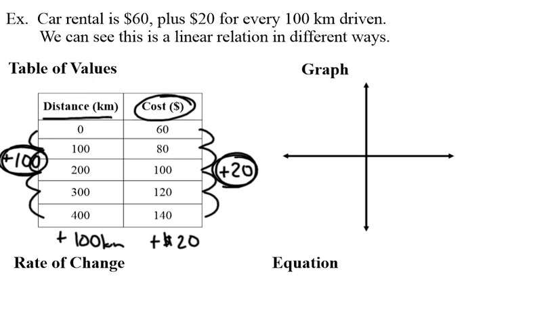If we graph this, here's our distance and here's the cost, because cost depends on that independent distance. If we drive 0 distance, we're going to have a $60 cost. But if we drive 100 kilometers, what happens to the price? Well, it goes up by 20. And if I drive another 100 kilometers, the price goes up by 20 again. So we end up with a linear relation because an increase of 100 kilometers results in an increase of $20. The next 100 would be an increase of $20 again. So we have a linear relation on that graph.